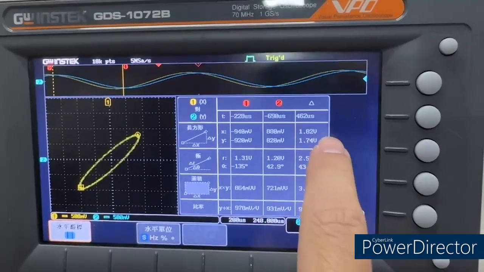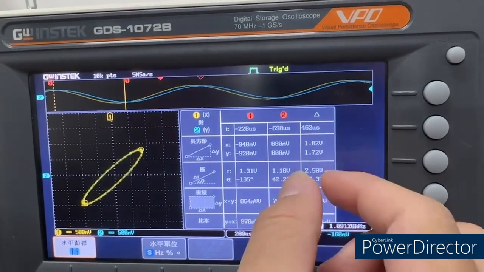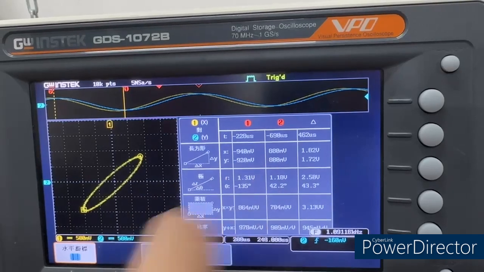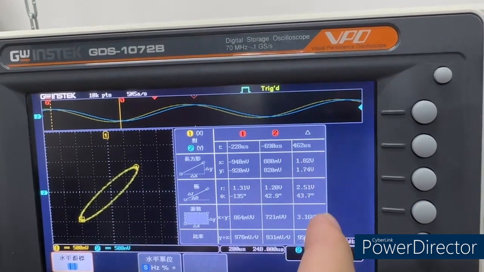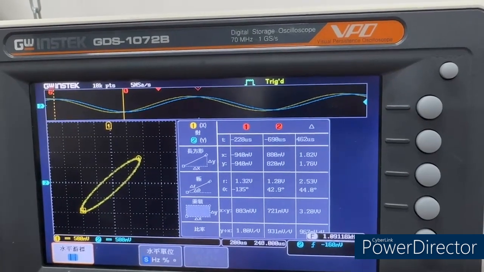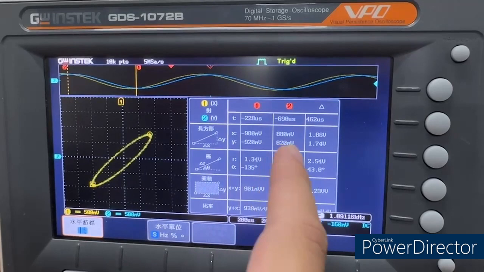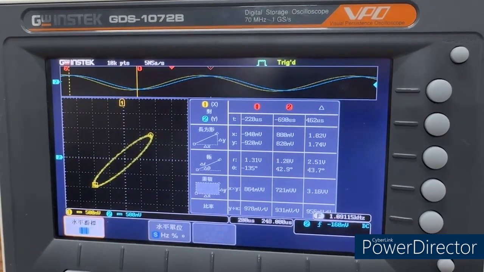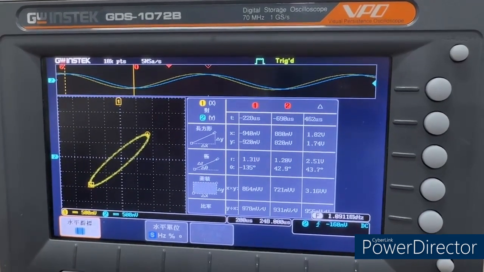As you can see here, the width of the Lissajous figure is about 1.86 volts, and the height of the Lissajous figure is about 1.74 volts. And after that, we can use the equation here to get the value of the capacitance.